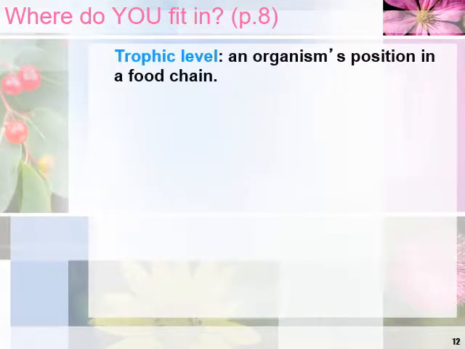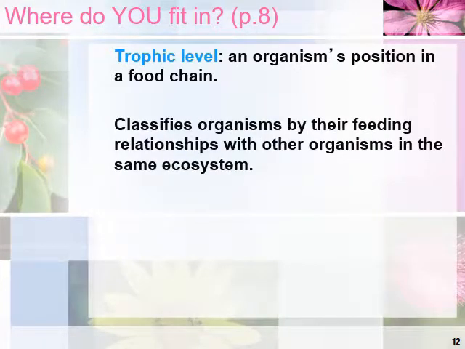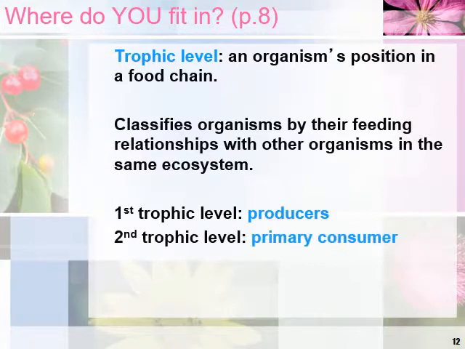So when we have our food chain, every step that we go down that food chain, every process we go through, that would be making a new trophic level. And a trophic level represents the organism's position in a food chain, right? And so it also tells us information about the feeding habit and the feeding relationship of that organism with the other species that might be in the same system. So the first trophic level is always going to be the producers. The second trophic level then would be the primary consumers, our herbivores that eat the producers.